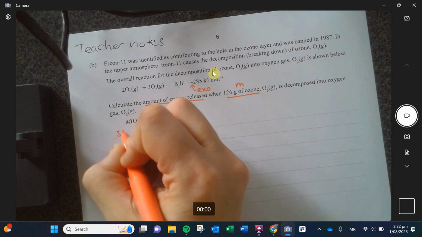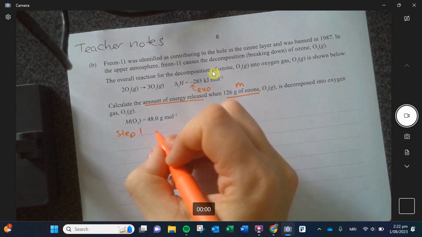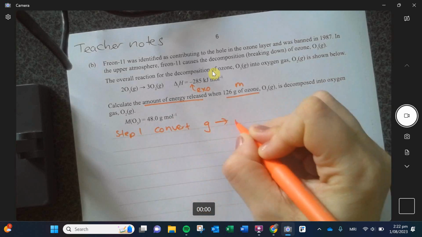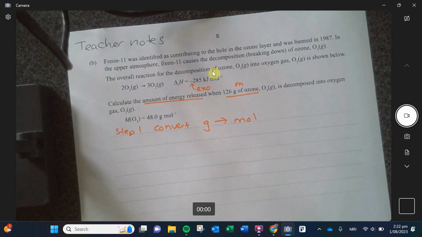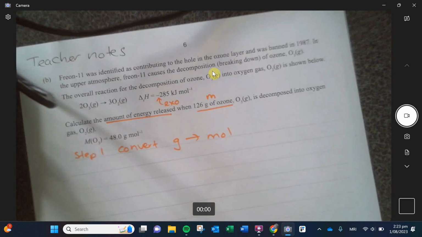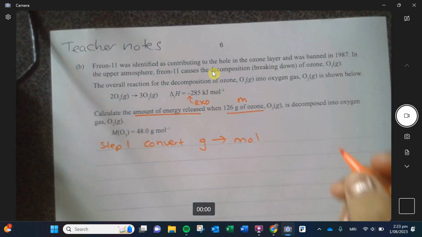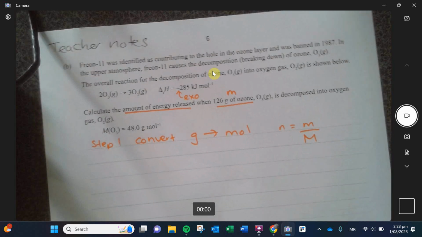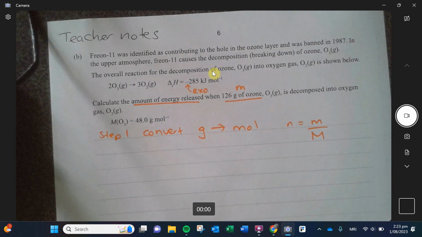So step one, we need to convert grams to moles. And that's a common thing that we do in chemistry because for us, moles is a far more useful unit because we want to think about it as an amount of particles instead of weight of the particles. So that's the first thing I need to do. So that then goes back to that equation, n equals little m over big M. You don't have to worry about having that memorized. They will give you that on the exam.